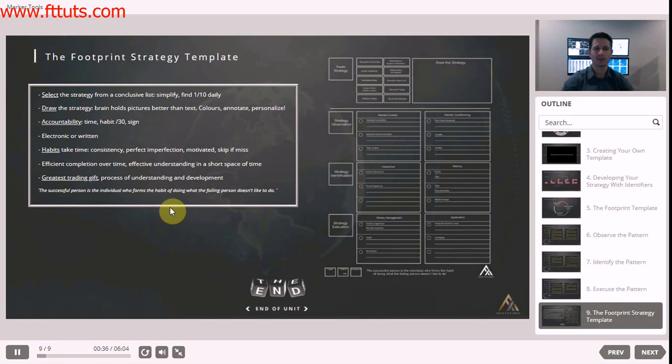Circle the strategy, but then more importantly, go and draw the strategy. This is so crucial. As human beings, our brains tend to hold on to picture images a lot easier than text. So go draw it, use different colors, annotate it, personalize it, really make it your own drawing. That way you're going to remember it a lot easier.